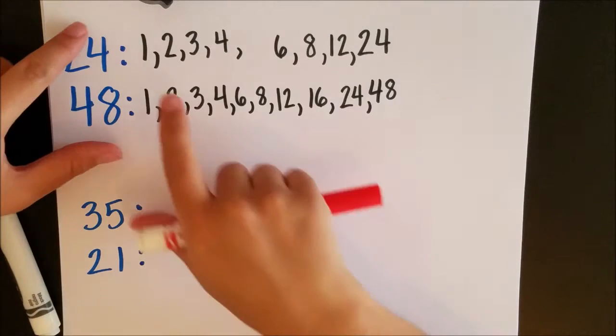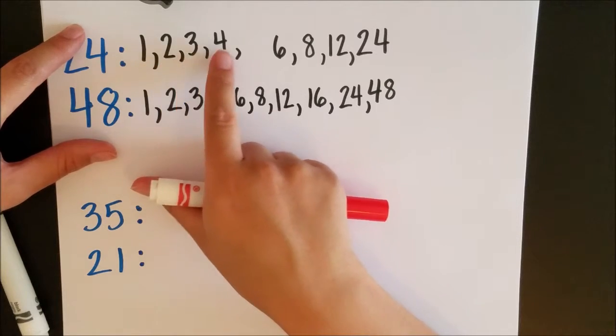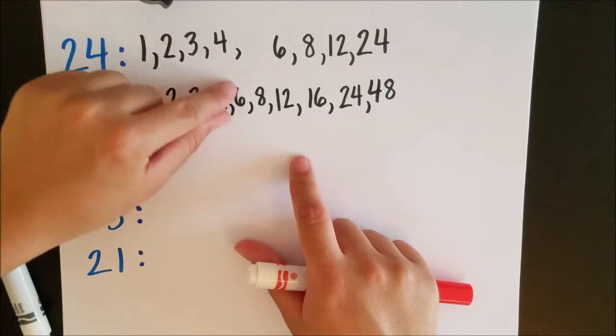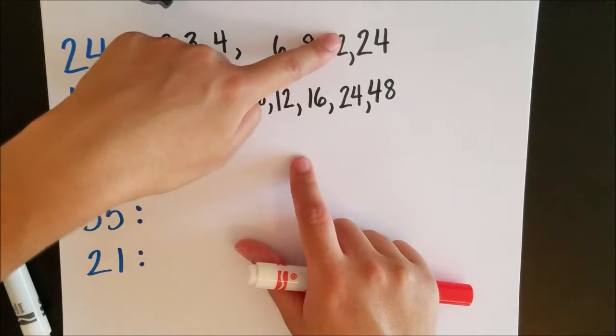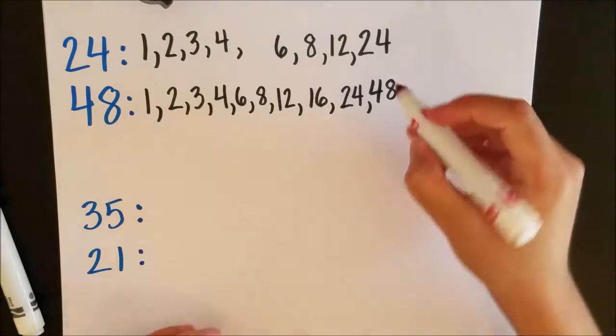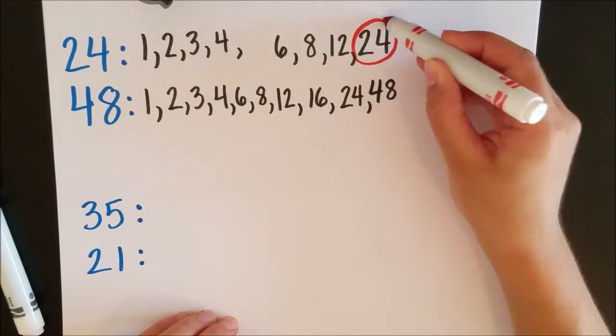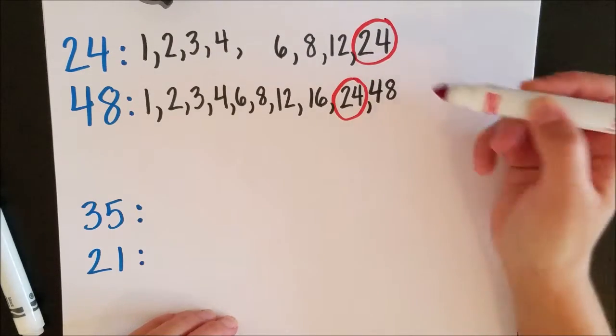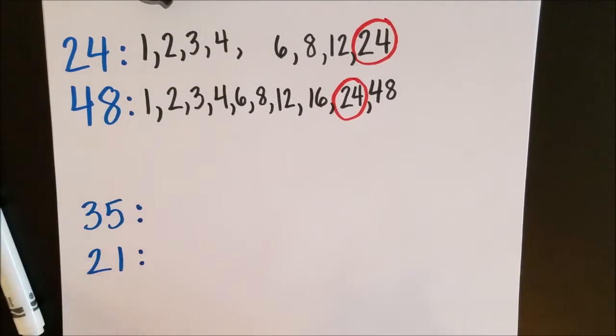So you can see they have a lot of numbers in common, like 1, 2, 3, 4. Those are all factors for both of these. 6, 8, 12. They actually have a lot in common. But the greatest number that they have in common, you can see, is 24. So that is the greatest common factor of 24 and 48.